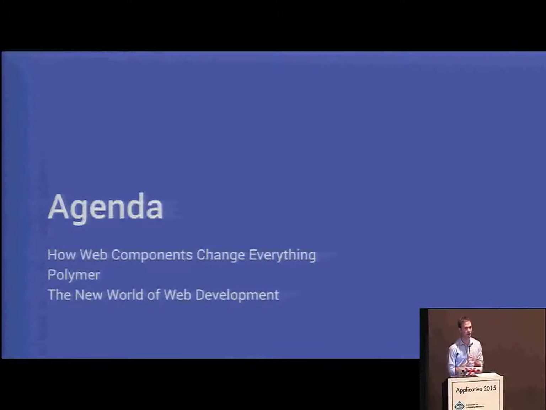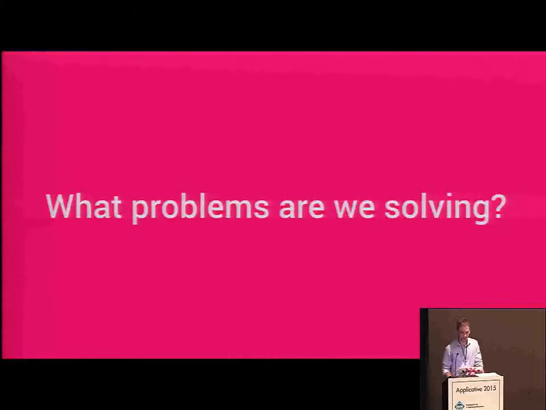I'll start with web components, go over what the specs are, how they work, then go into Polymer, how Polymer ties these together into a coherent whole as a library. And then I'll go into the things you can build with Polymer and what web development looks like in the web components world. But first, to set the stage and the context, what problems are we solving? What are we trying to do with web components?